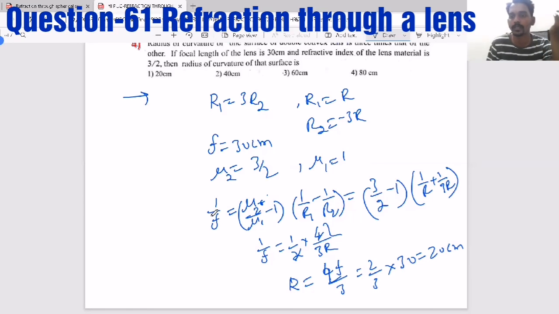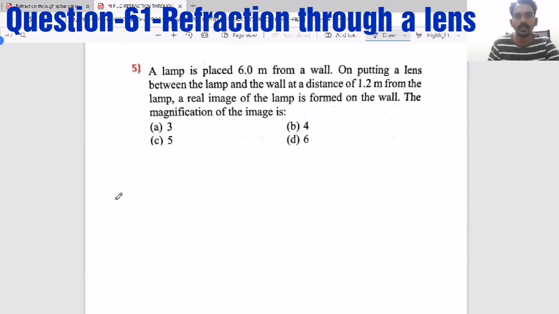Focal length based questions they can ask. Lens maker's formula they can ask. They can include the magnification also. Depending on the question, you have to understand and analyze. Now one last and final question, let's see. A lamp is placed 6 meters from a wall, and a lens is put between the lamp and the wall at a distance of 1.2 meters from the lamp.